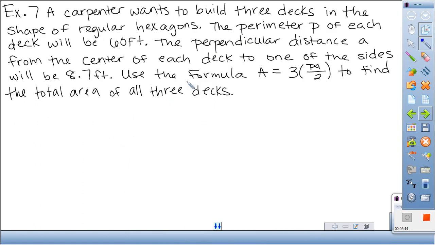Great. Last example, example 7. A carpenter wants to build 3 decks in the shape of regular hexagons. The perimeter P of each deck will be 60 feet. The perpendicular distance A from the center of each deck to one of the sides will be 8 and 7/10 feet. Use the formula A equals 3 times the quantity PA divided by 2 to find the total area of all 3 decks.